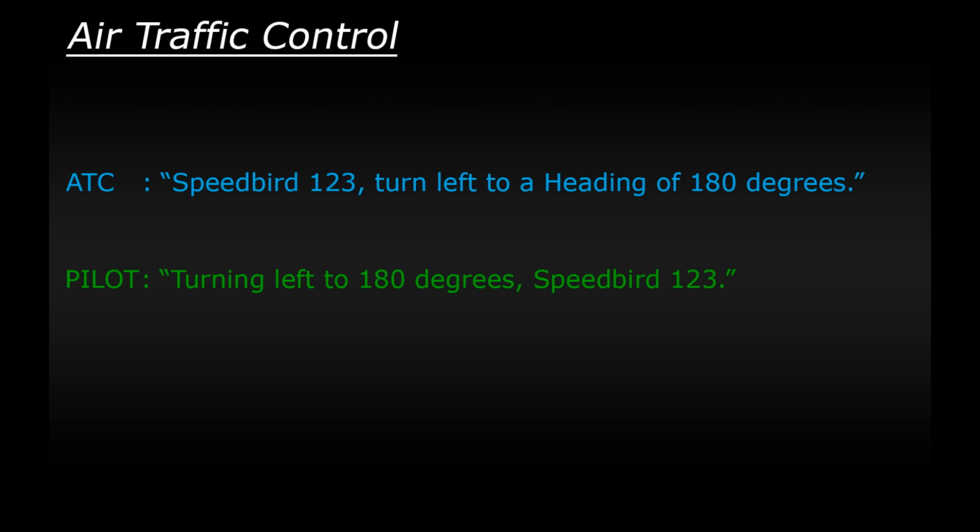So you can see there that ATC come onto the radio and start with Speedbird 123, so they're announcing which plane they're talking to, and then they give the turn instruction. The instruction is then repeated by the pilot to show he's received and understood the message, and then he announces his call sign so ATC know that the correct plane has received and understood the instruction.